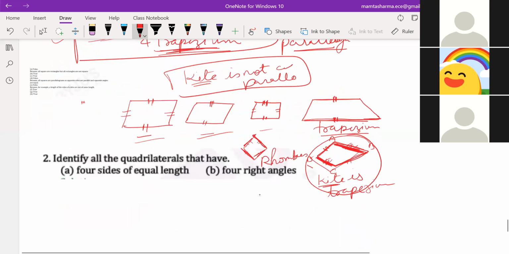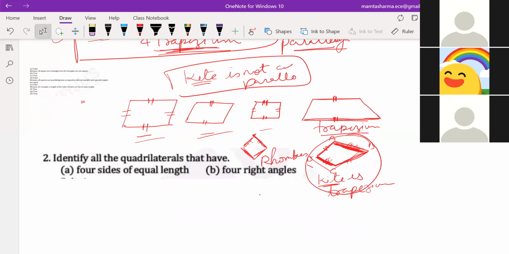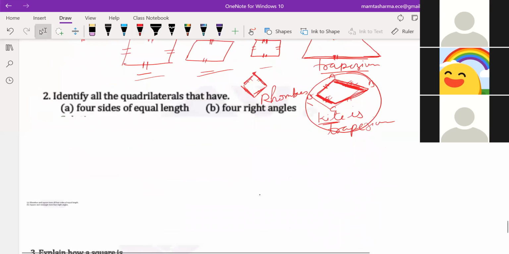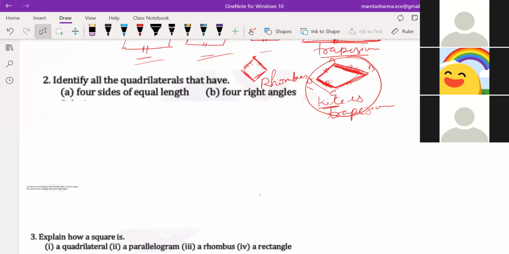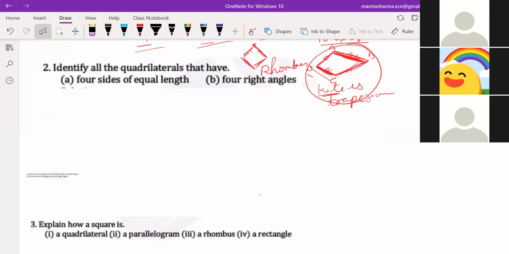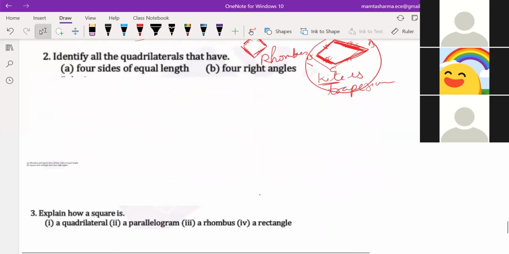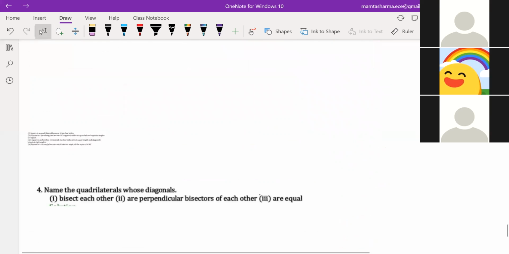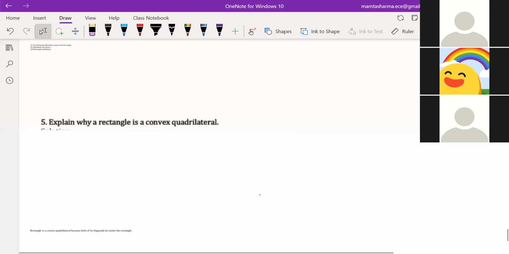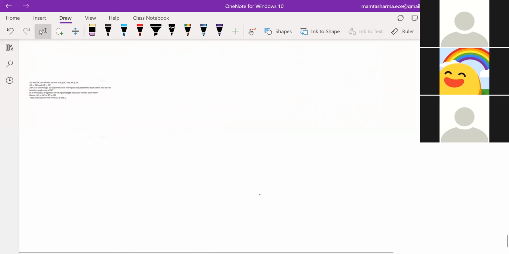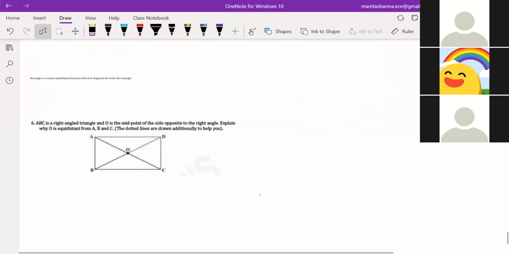I will find some more explanation to explain you clearly. Okay. Now see, we'll discuss it tomorrow. Kite is a trapezium or not? Okay. If I forget, try to remember, remind me. Okay. This question: identify the quadrilateral. So now you solve a few questions on these shapes. This chapter is over. Okay.